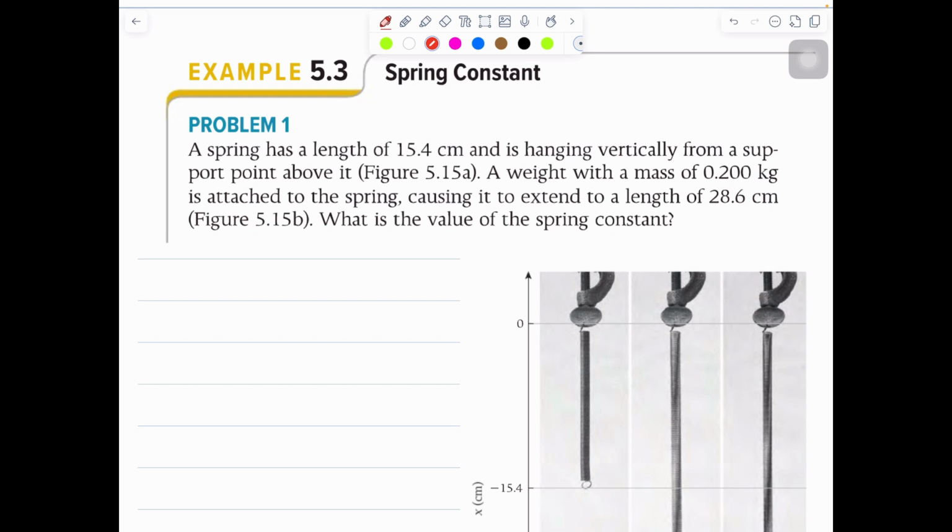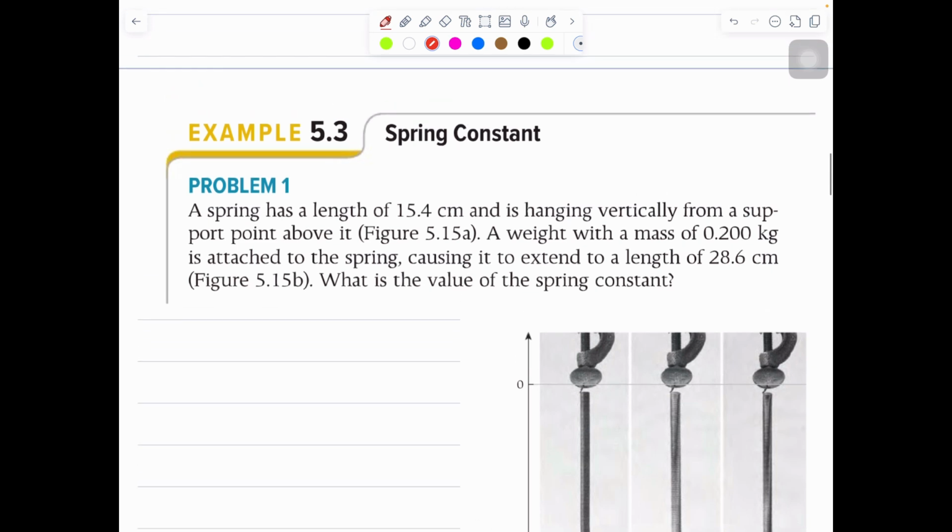Now, question number 2. A spring has a length. Whenever we have the word spring, two things you need to focus on. One is force, which is negative kx, or negative k (x final minus x initial). Yes or no? This is for your force. And work done is half times kx square. Clear?